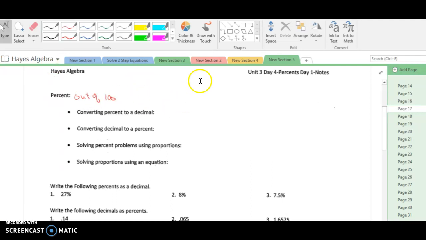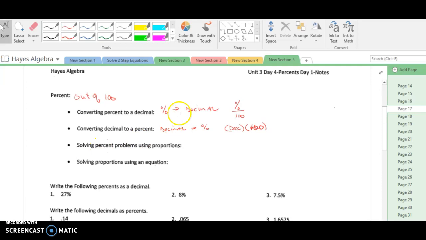Now, when we convert a percent to a decimal, and remember, the only reason we have to do this is because when we calculate with percents, we have to convert it to a decimal. So we would just take the percent and divide it by 100. When you're converting a decimal to a percent, think opposite. If I have a decimal and I want to change it to a percent, I basically take the decimal and multiply it by 100.